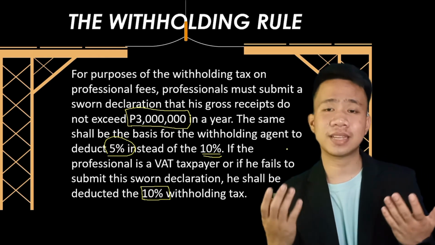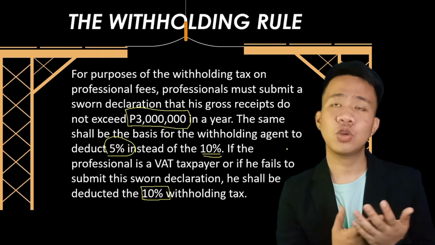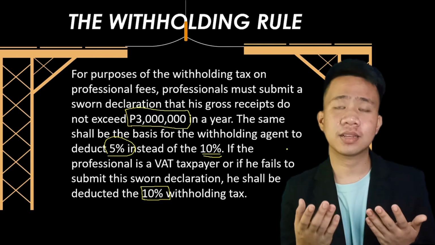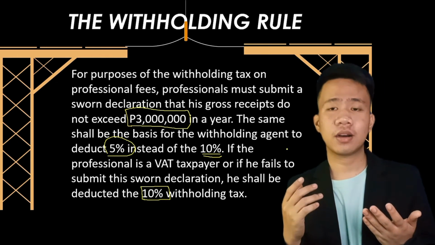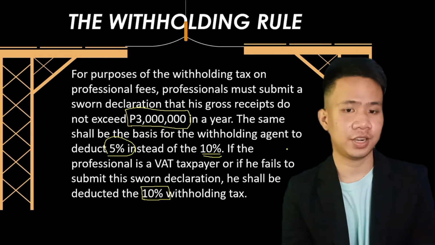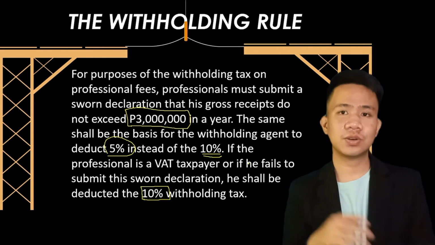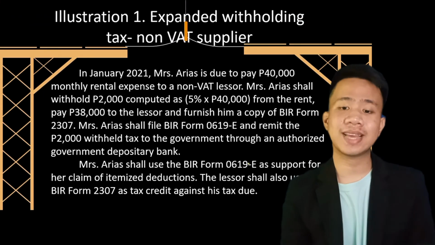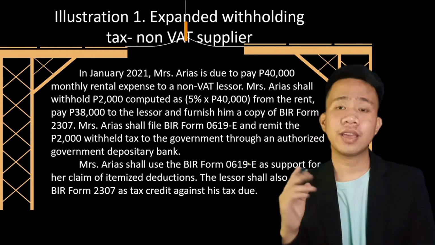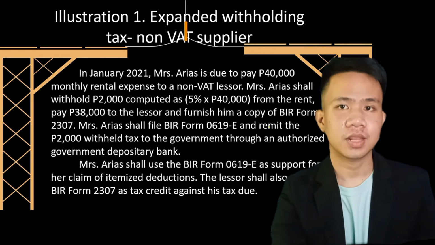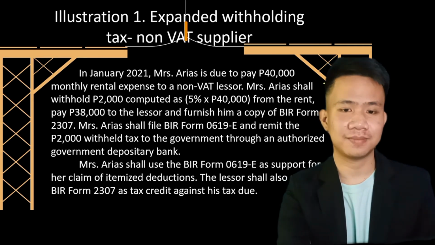So this is what I've said a while ago. If you want to be deducted by 5%, you must submit a sworn declaration that your gross receipts do not exceed 3 million pesos in a year. So let us now proceed with the illustration. The first illustration is the expanded withholding tax if it is a non-VAT supplier. So let us read the illustration.